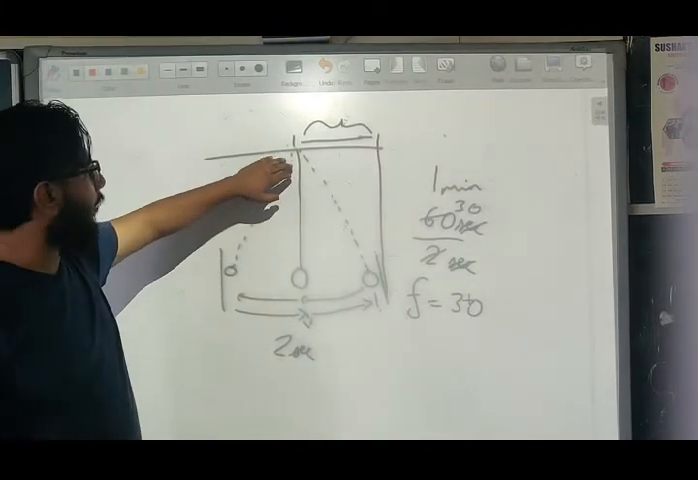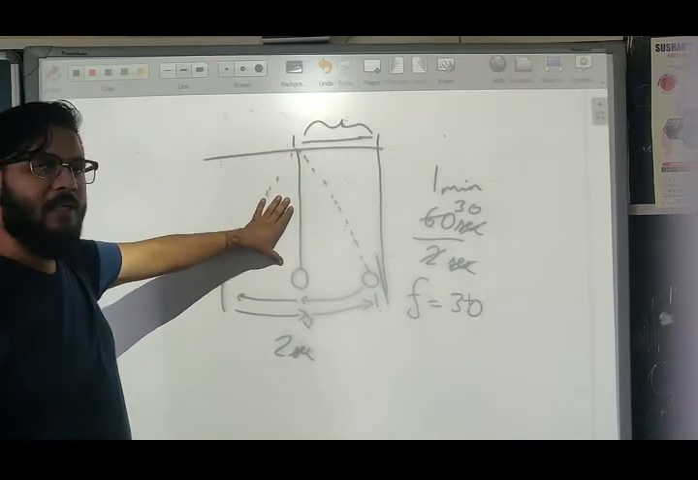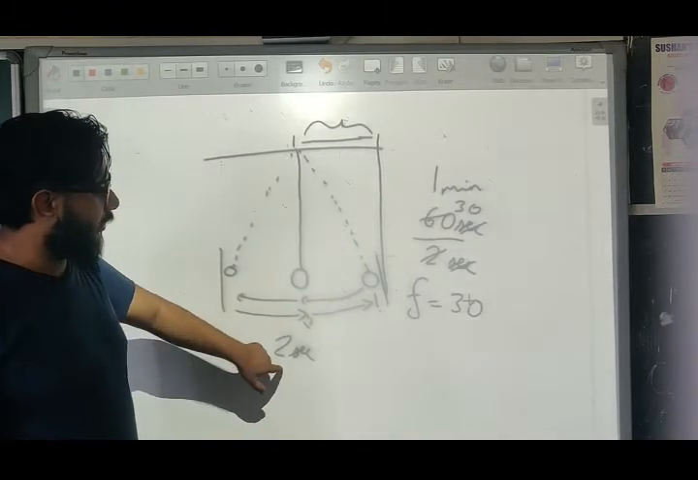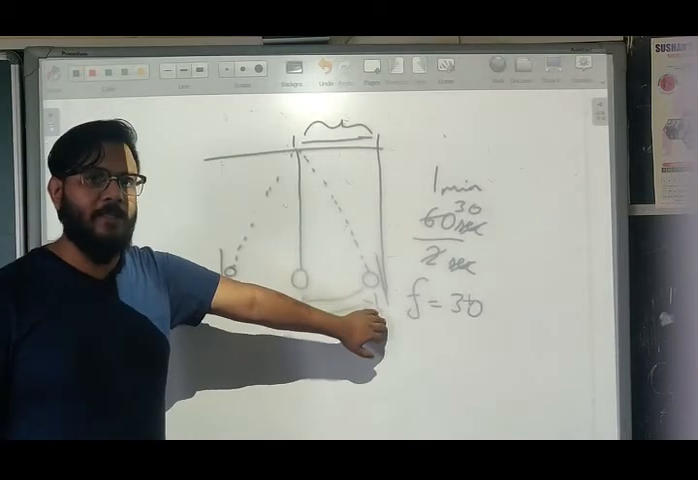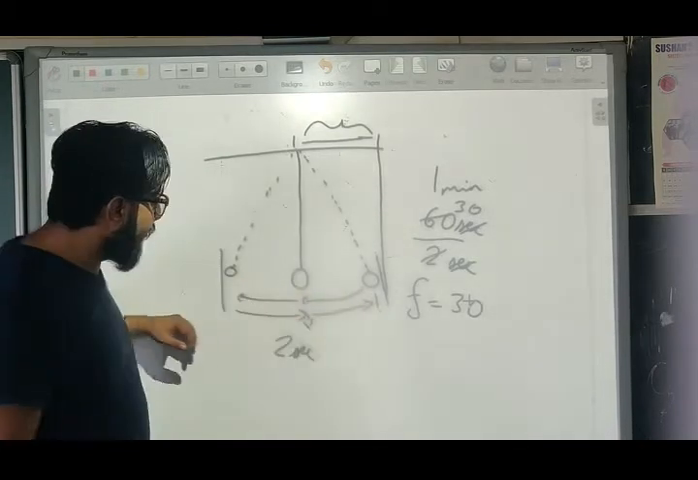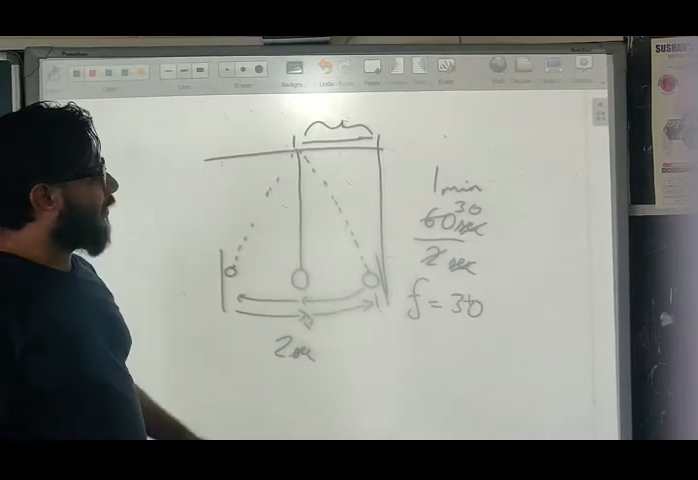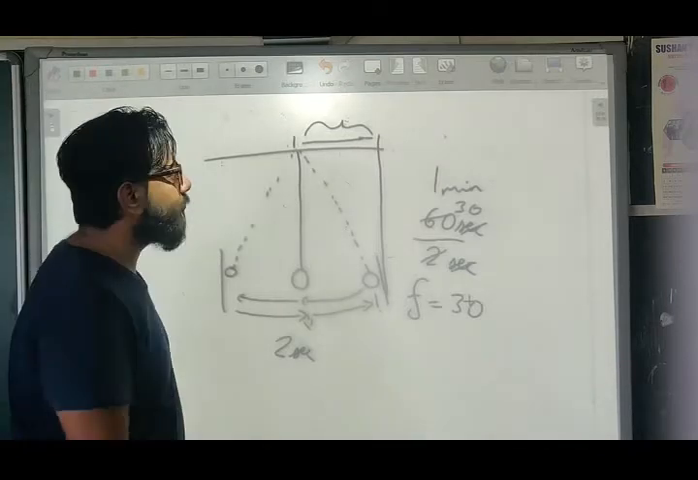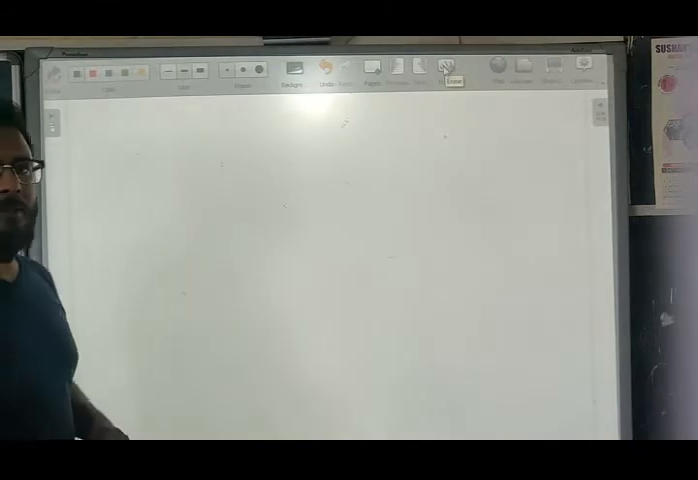We have talked about how the length is the most important thing. If there is a change in length, the time period, that is the time taken for it to start from one point, go to the other point and come back to the point where it started, to do that complete oscillation, changes. That's all that you need to know for pendulum.